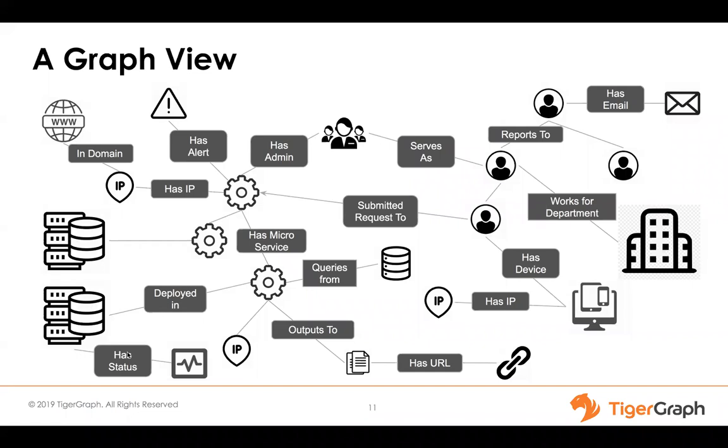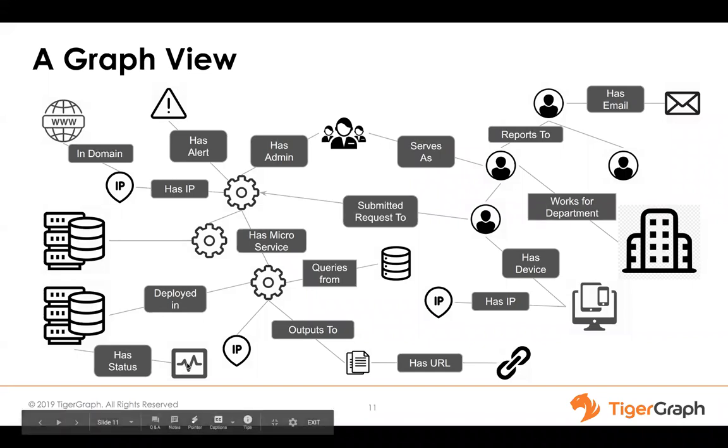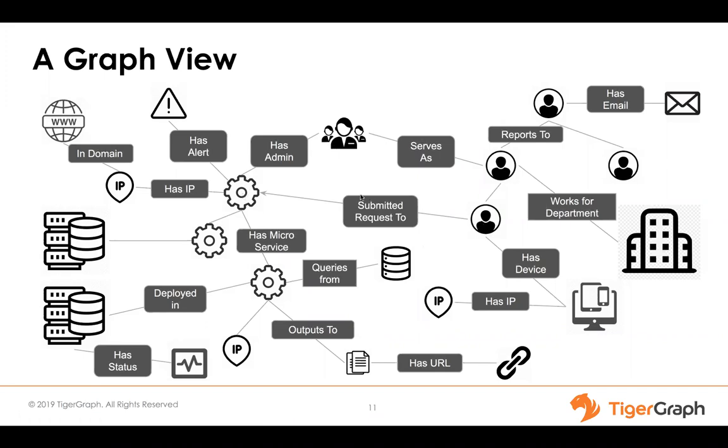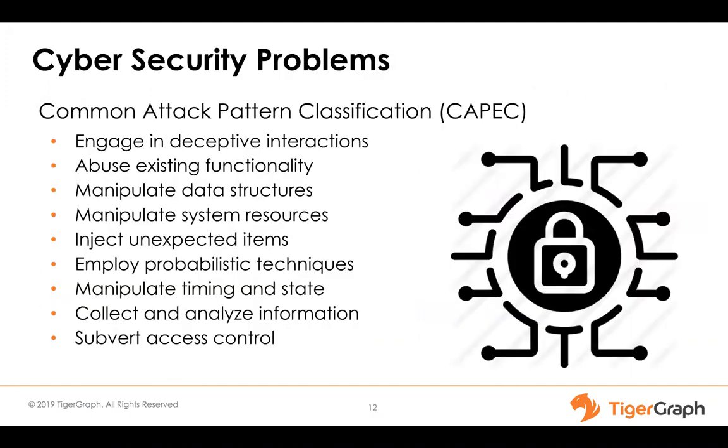And the physical server can have its status, such as CPU, storage, and memory usage. And the user here can serve as administrator of a service or a server, and the user can also submit requests to the services. And a user can report to another user, and the user can also have a list of attributes such as email or device, and the device can be associated to an IP address. And also a user can work for a department. So the list can go on and on. We can integrate a lot of things to construct a graph in the cybersecurity solution. And within this graph, we can ask a lot of questions.